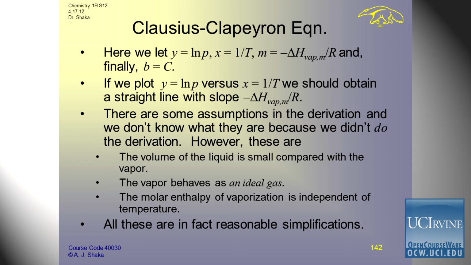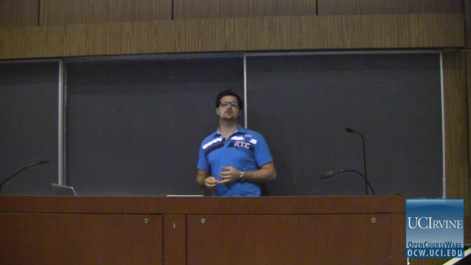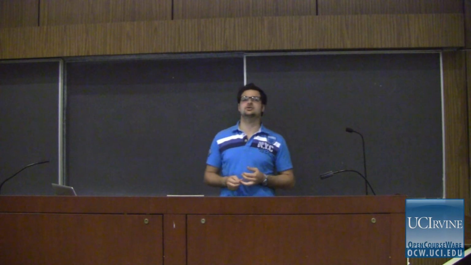And another thing you should take into account is that you assume the vapor expands at a much higher rate than the liquid, and therefore will occupy a much larger volume than the liquid. So you can consider the liquid volume almost negligible compared to it. And you consider that the molar enthalpy of vaporization is independent of temperature. Otherwise, delta H is no longer a constant. You can't include it in your slope.